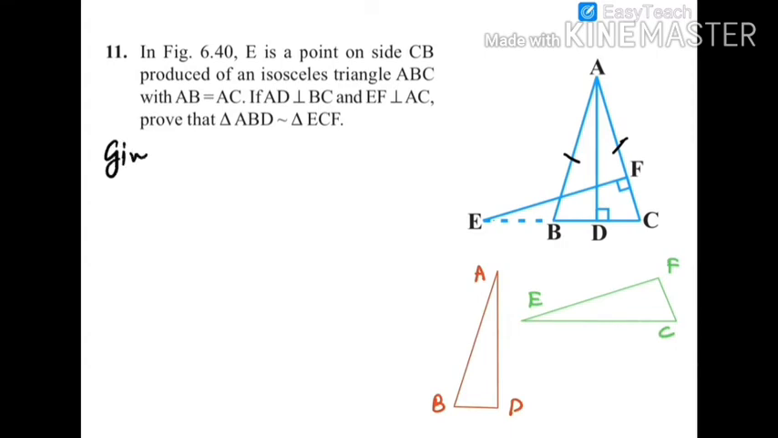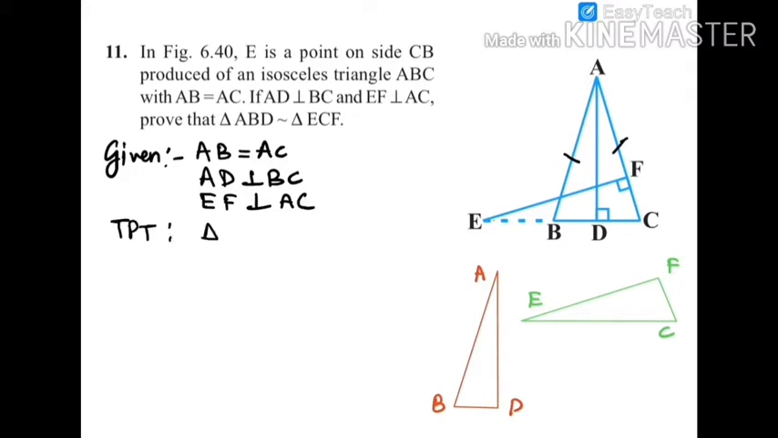Let's write down what is given in the question. AB is equal to AC. AD is perpendicular to BC. EF is perpendicular to AC. What do we have to prove? Triangle ABD is similar to triangle ECF.